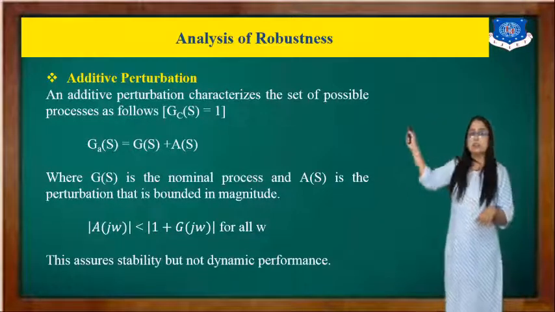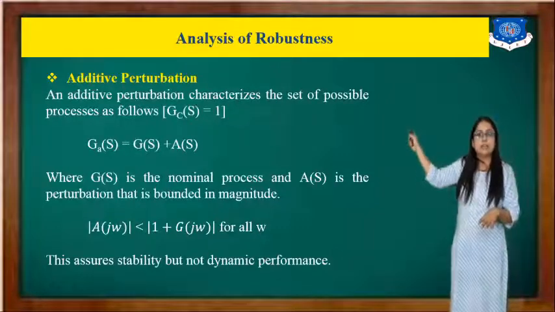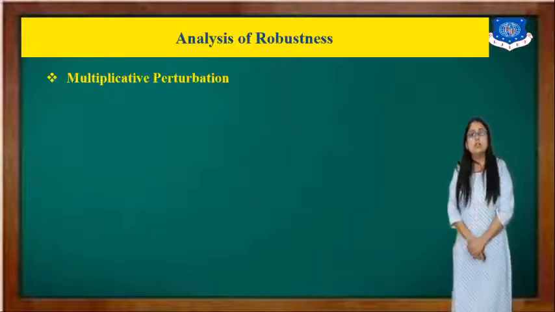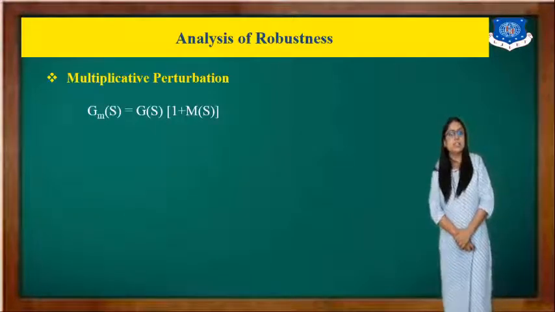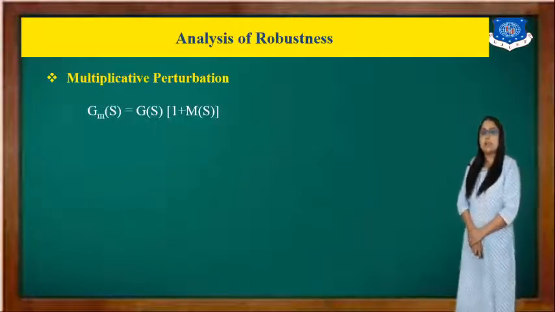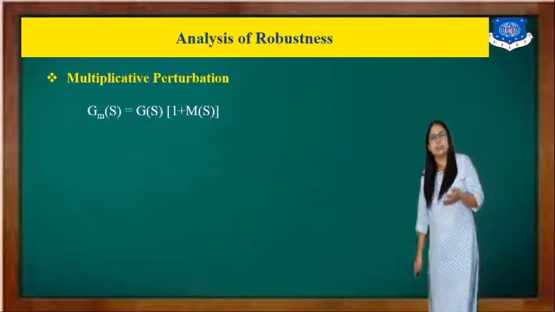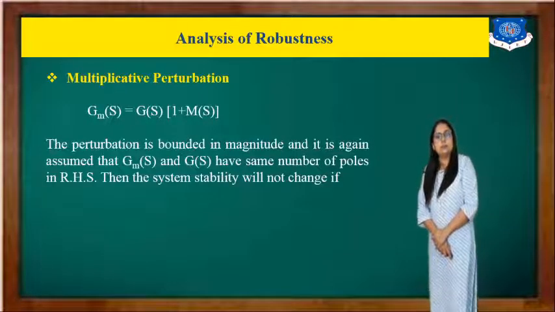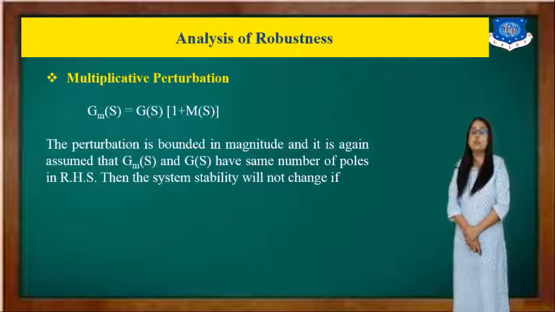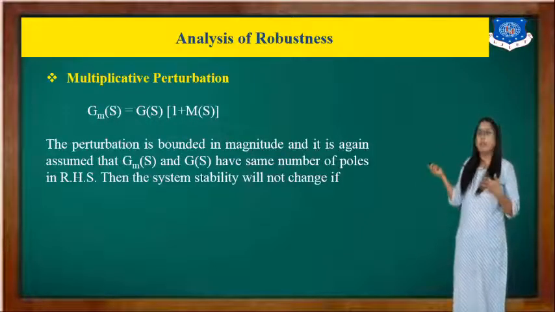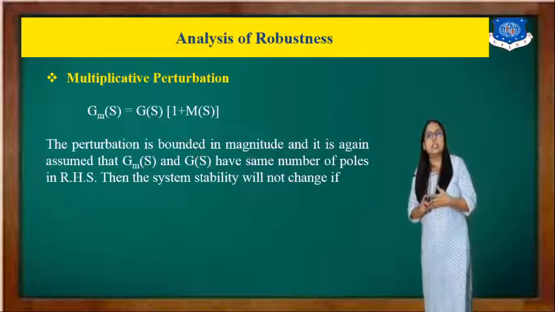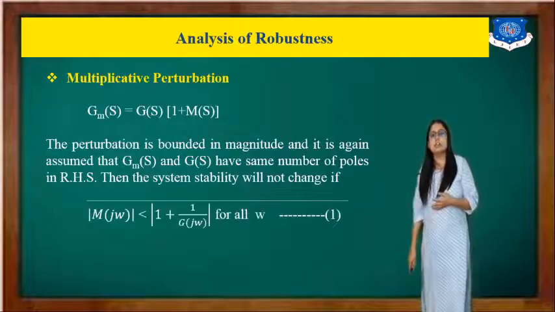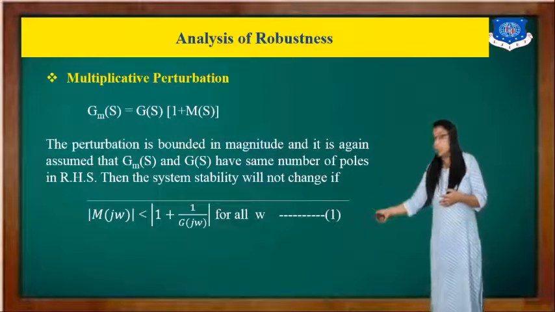Now this is one thing for the perturbation, that is additive. Now the second is what? Multiplicative. For that, G m of s equals G of s times 1 plus M of s. M is for the multiplicative. Now, the perturbation is bounded in magnitude, and it's again assumed that G m of s and G of s have the same number of poles in the RHS, that is the right hand side of the s plane. Then the system stability will not change if this condition is satisfied.